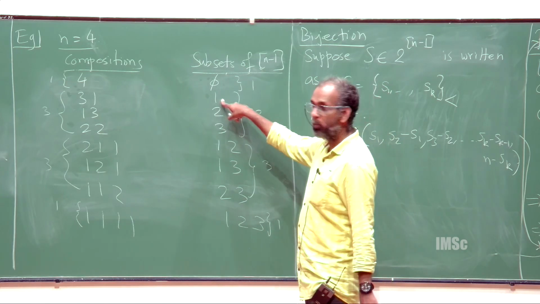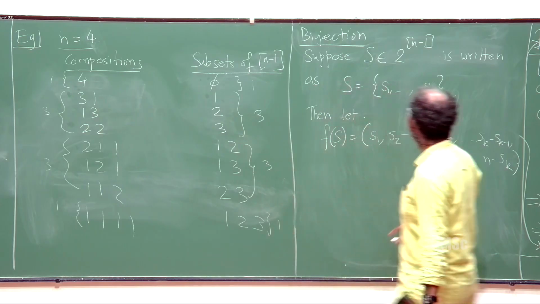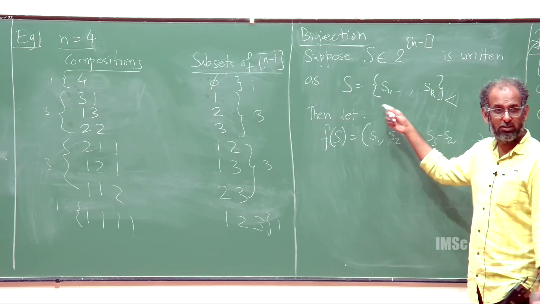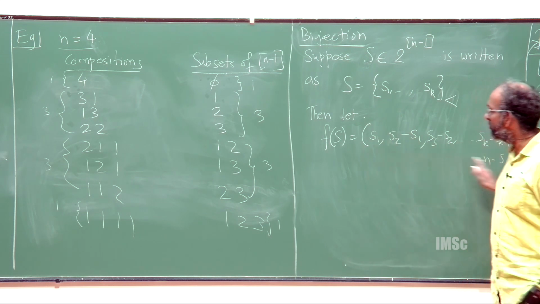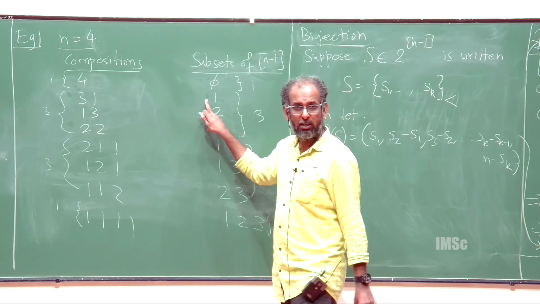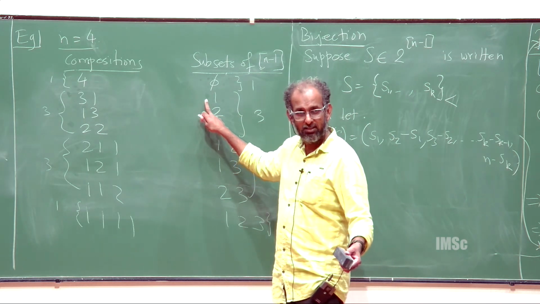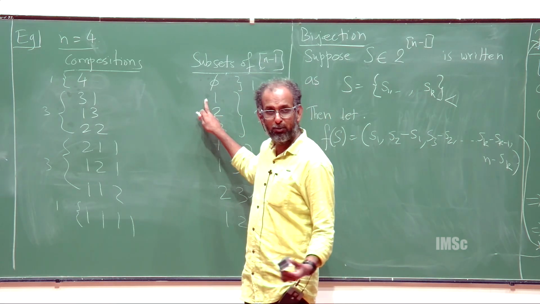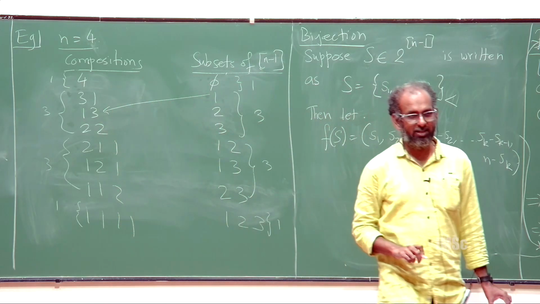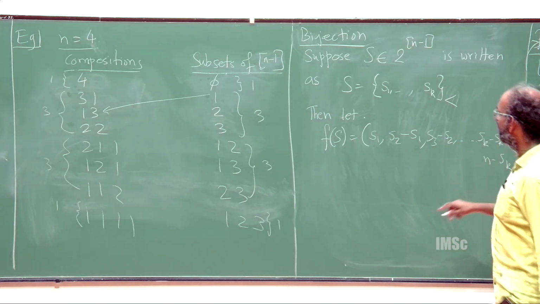What about the subset 1? That's just S1, right? There's no S2. There's nothing here. So what will f of s be for that? 1 comma, which is? So where does it map to? Over here. Agree? Okay, now let's look at 2.